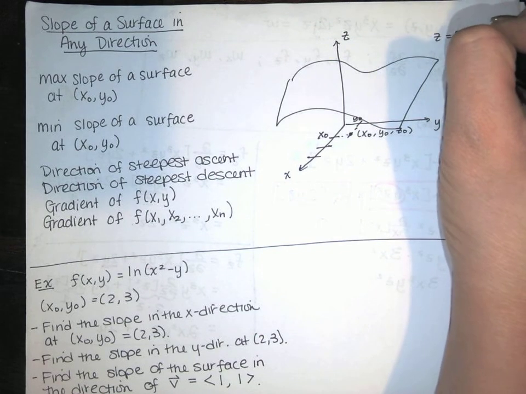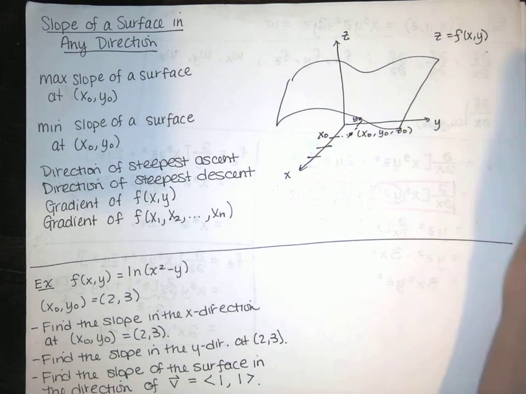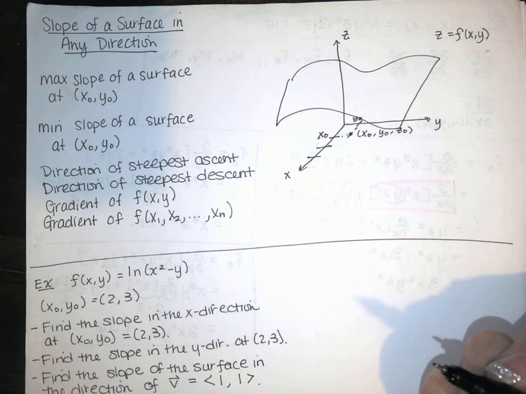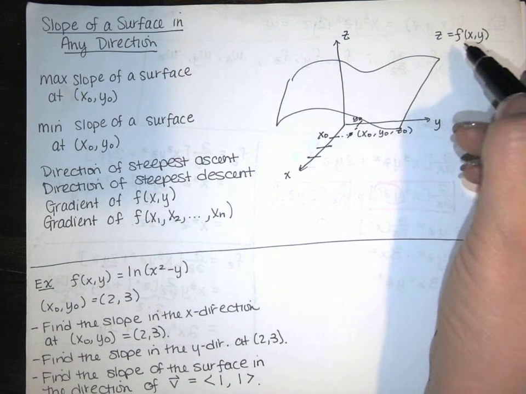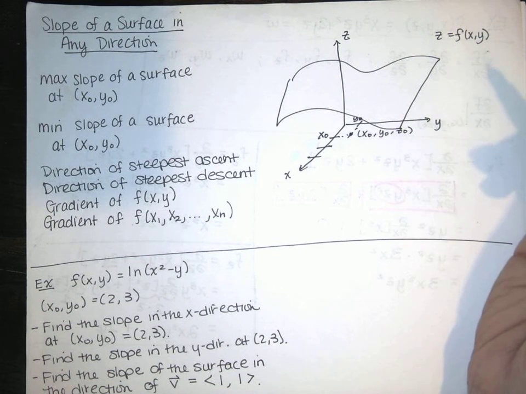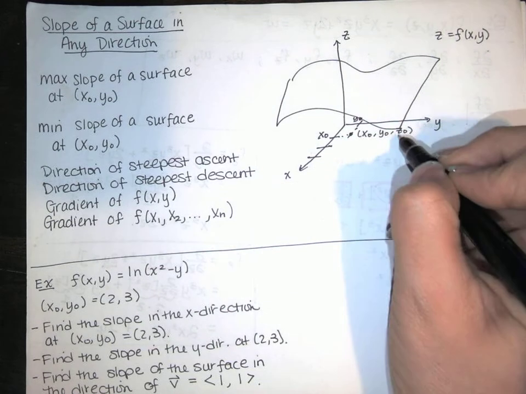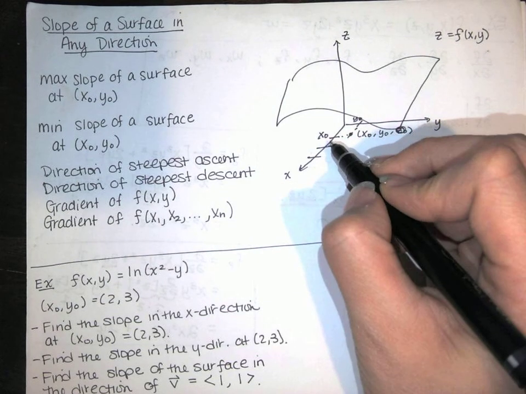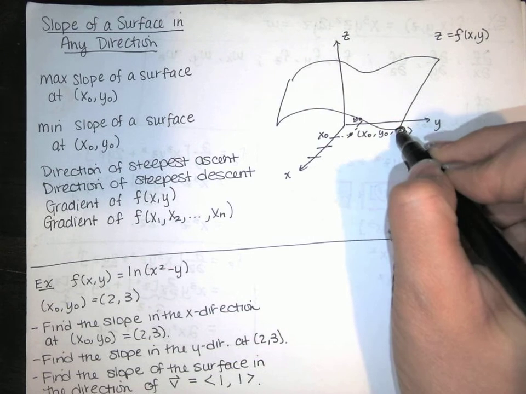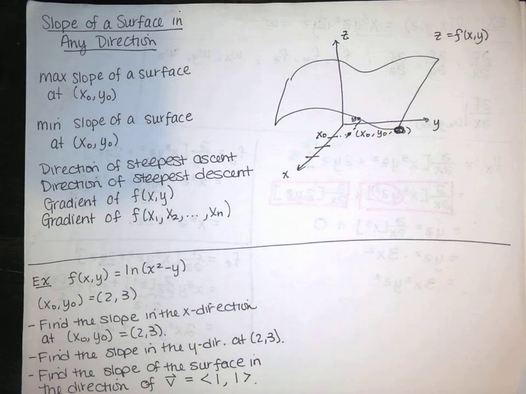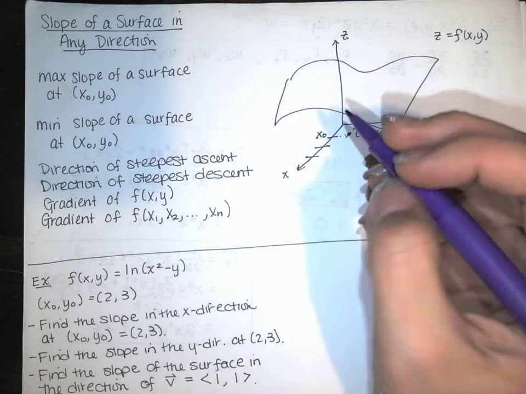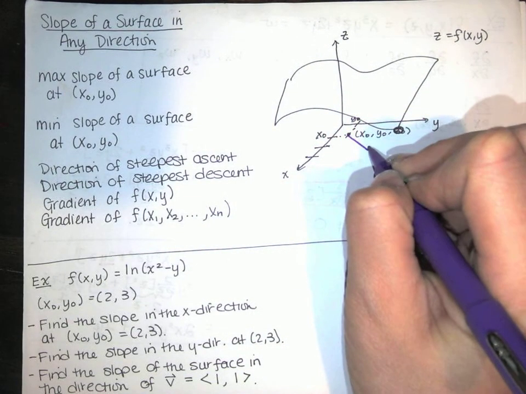In this section, it's very similar. We're looking at the slope of the surface given by z equals f of x, y in a particular direction. So let's say, actually this should be x. Let's say that this is x naught and that's y naught. So this is x naught, y naught, 0 here in the xy plane. And maybe we want the slope of the surface in the direction of this vector. Maybe it goes that way.